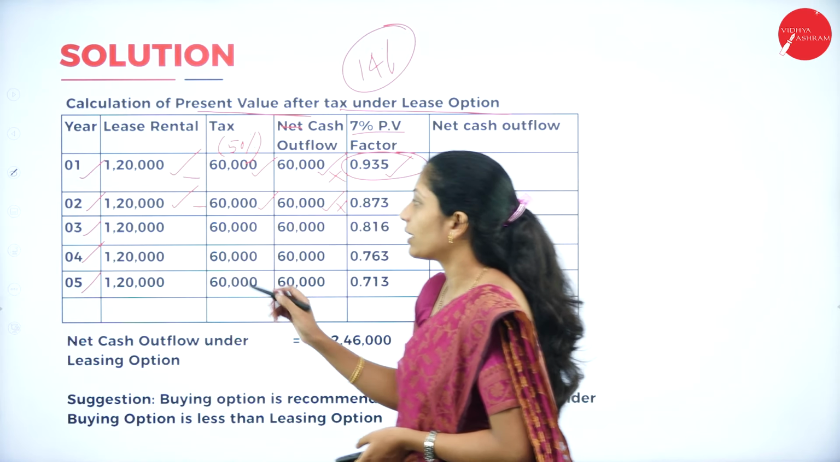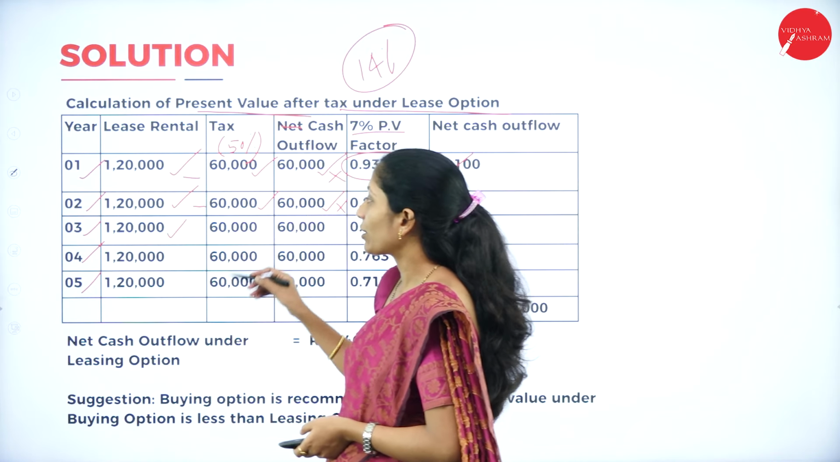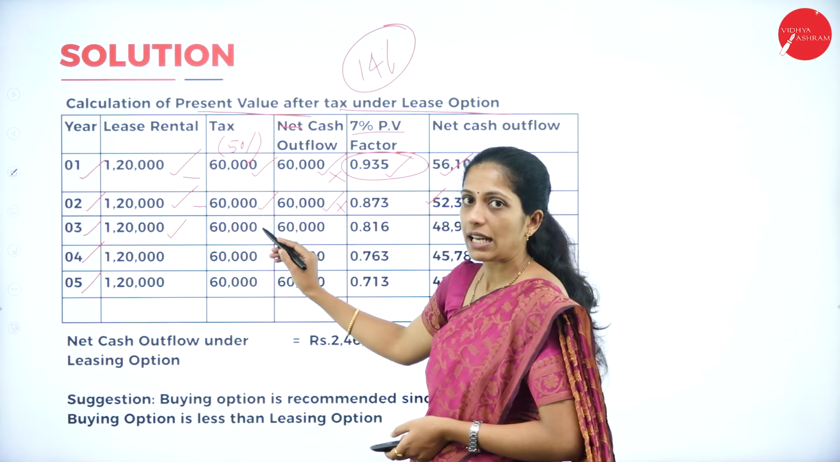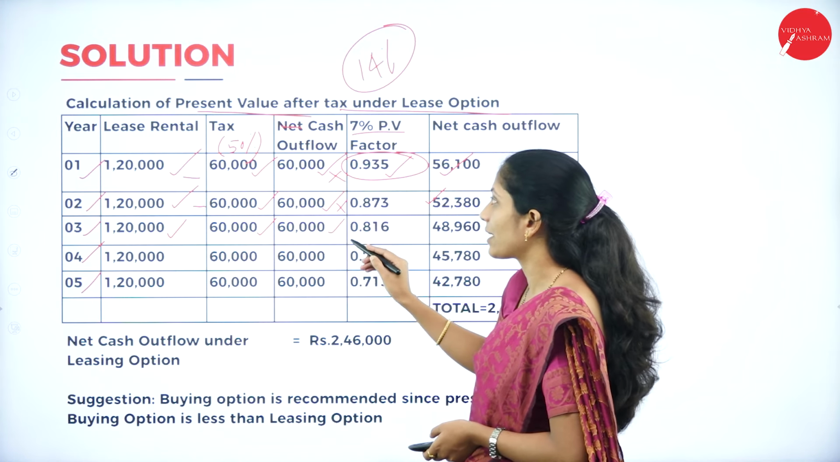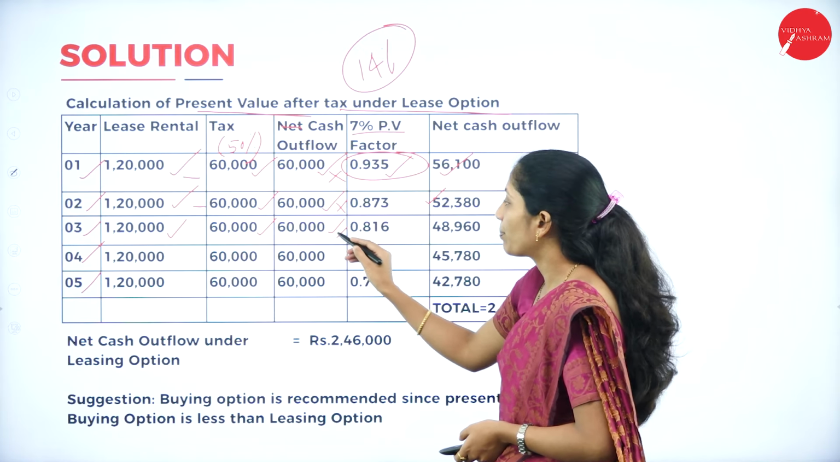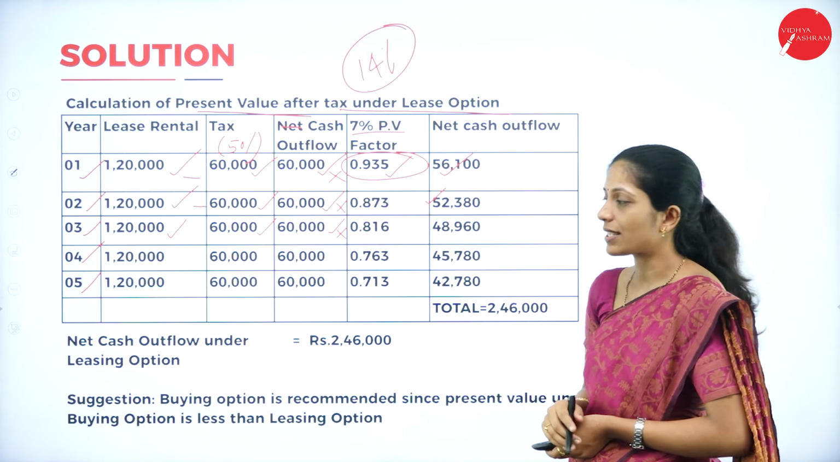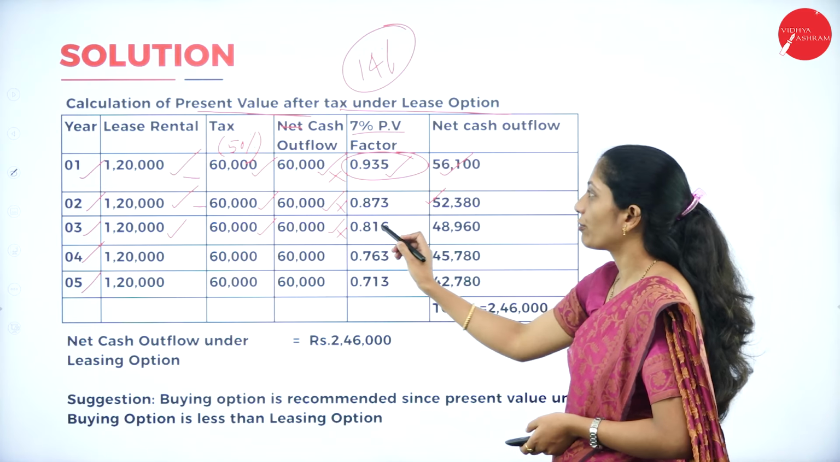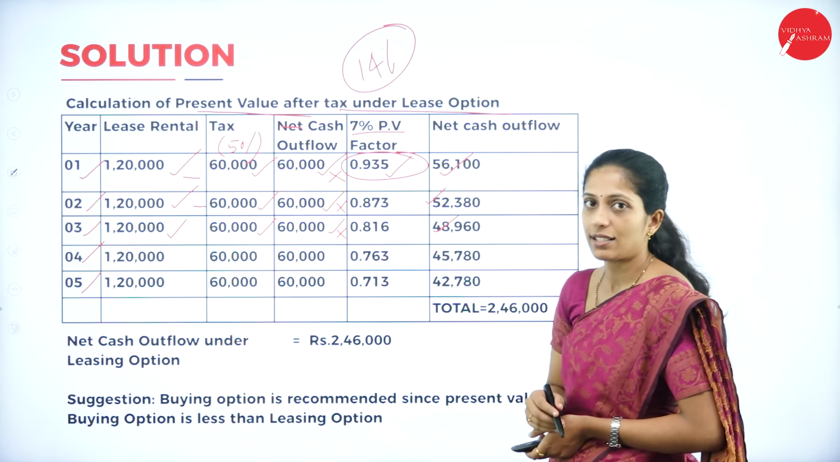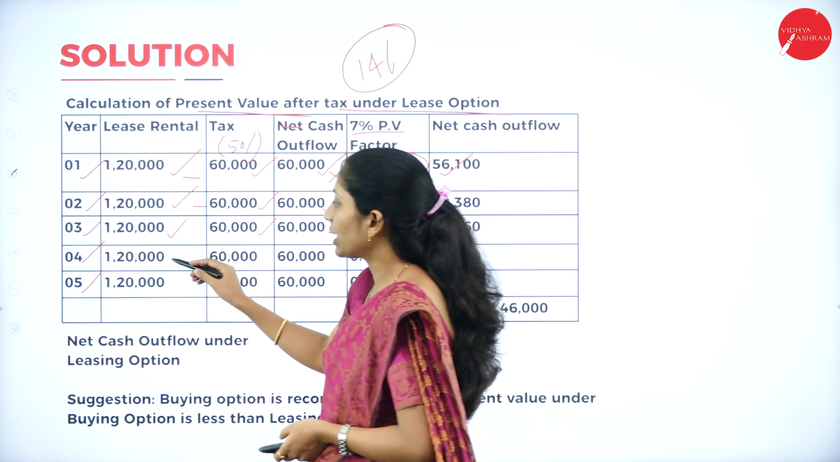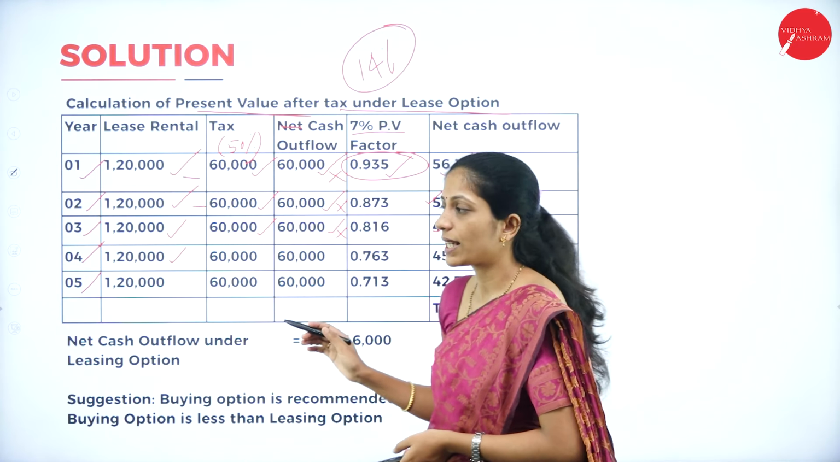In the same way for the third year, we know the lease rental is 1,20,000 minus tax, that is 50%, that is 60,000. So when you deduct, you'll get 60,000. Next, the third year PV factor is 0.816. Multiply this cash outflow with the 7% PV factor. So you'll get 48,960.